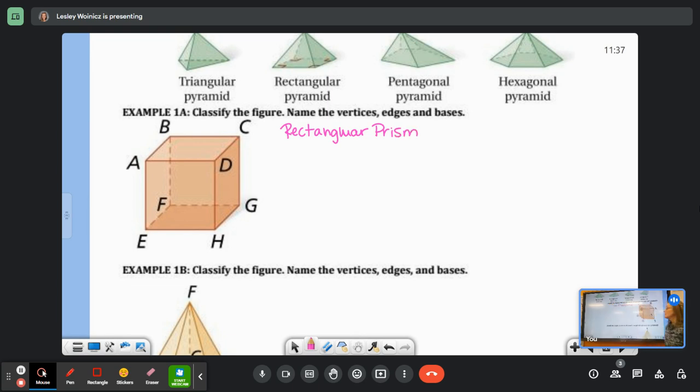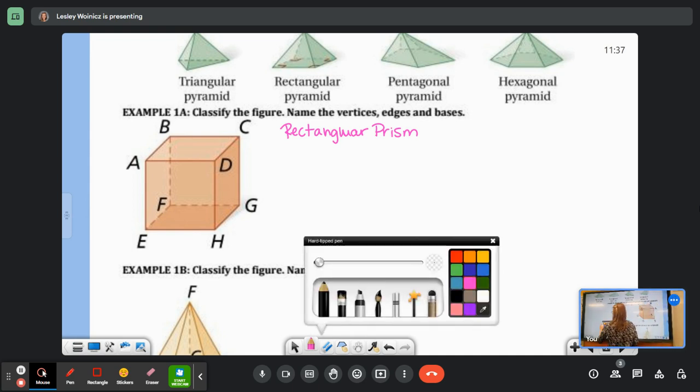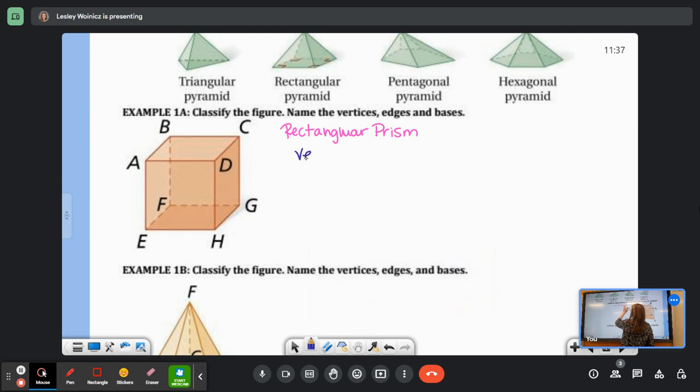And I know that it's a rectangular prism because it's got two bases and they're both rectangles. Okay, so the vertices, those are where our edges intersect. So those are the points.